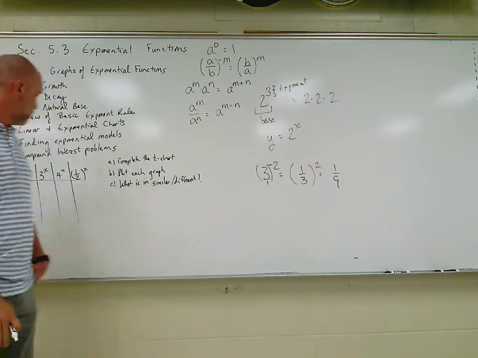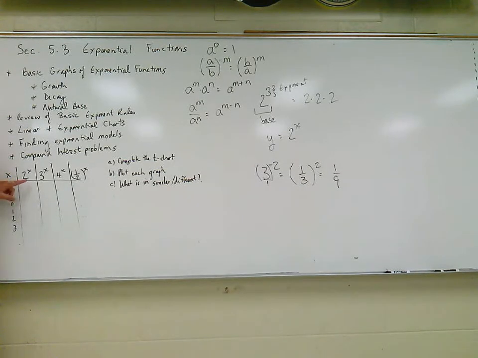Here's what I want you to do. You're going to make a t-chart for each one of these. You're going to plug in these x's and get all the y's. So I just did 4 t-charts in one. For instance, the first one here would be 2 to the negative 2, which is the same thing as saying 1/2 squared. So hopefully you can figure that out and write the answer. I'm just showing you what to do with a negative exponent.